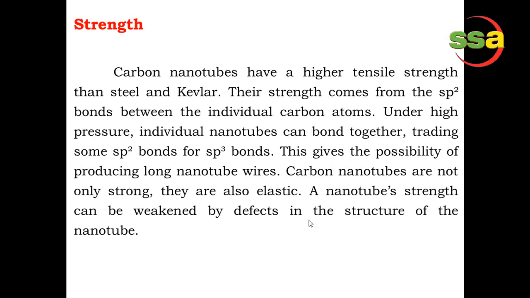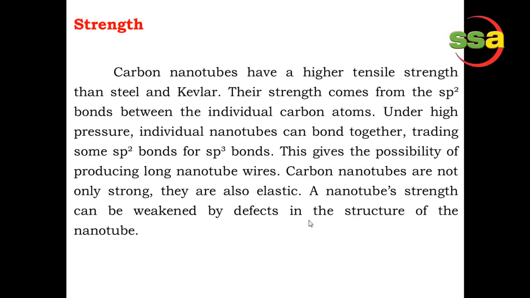From where do these higher strengths of carbon nanotubes arise? Let us see. Carbon nanotubes have a higher tensile strength than steel and carbon. Their strength comes from the sp3 bonds between the individual carbon atoms. Under high pressure, individual nanotubes can bond together, trading some sp2 bonds for sp3 bonds. This gives the possibility of producing long nanotube wires. Carbon nanotubes are not only strong, they are also elastic. The nanotube's strength can be weakened by defects in the structure of the nanotube.